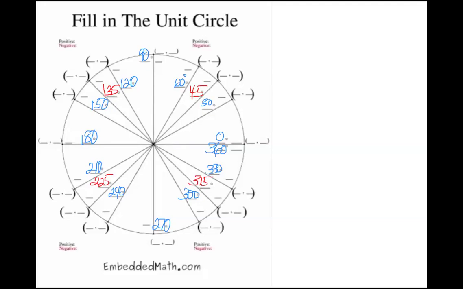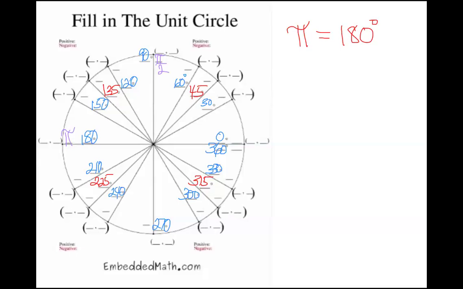Let's look at what it looks like in radians. So pi radians equals 180 degrees. So over here, I'm going to put pi. Actually, let me get a different color. Let's go with purple. So I've got pi is 180 degrees. All right, well, 90 is half of 180. So it stands to reason that 90 would be pi over 2. Pi divided by 2. Okay.